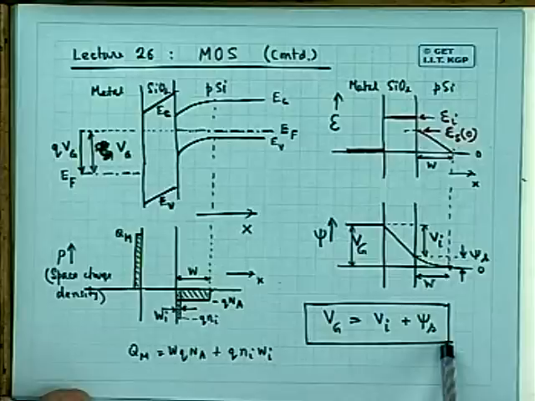In this equation, the Qn was written as Qni Wi. So Qn can also be written as Qni average into Wi. Wi is the inversion layer thickness, and Ni is the average electron density in the inversion layer.